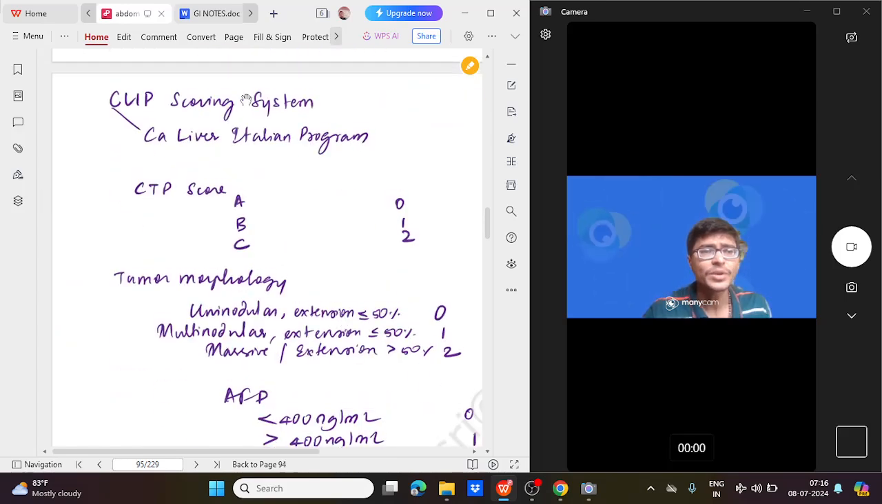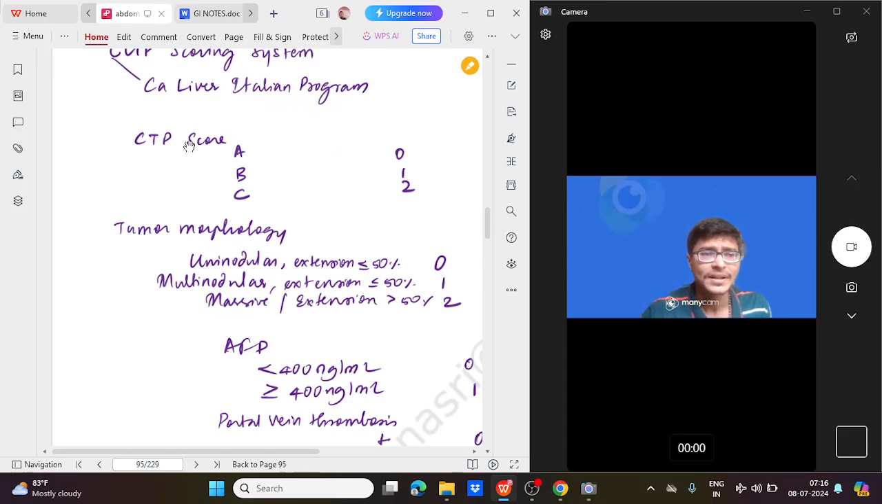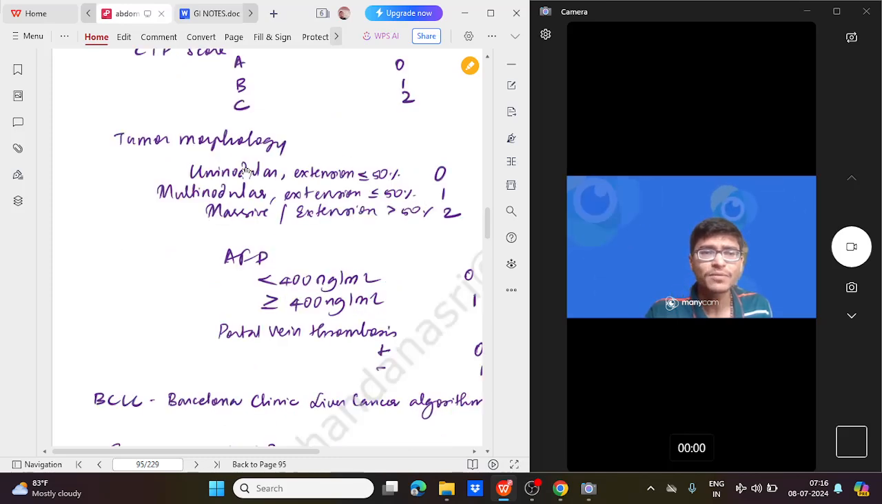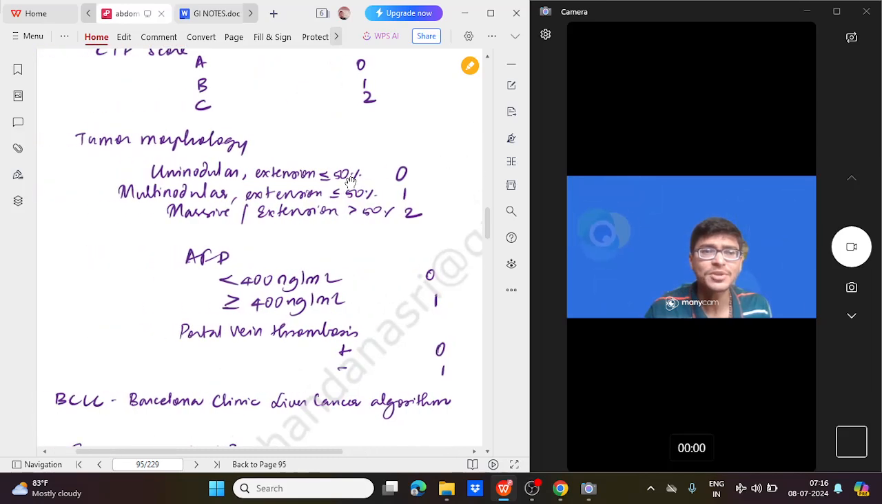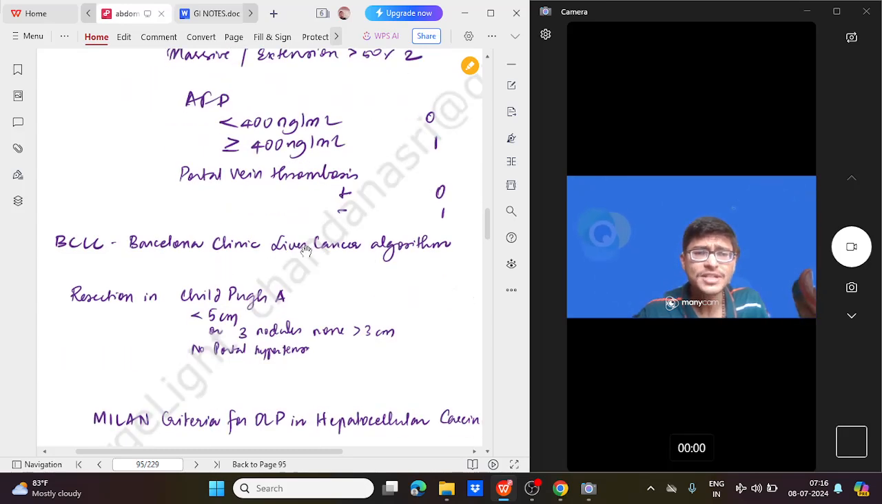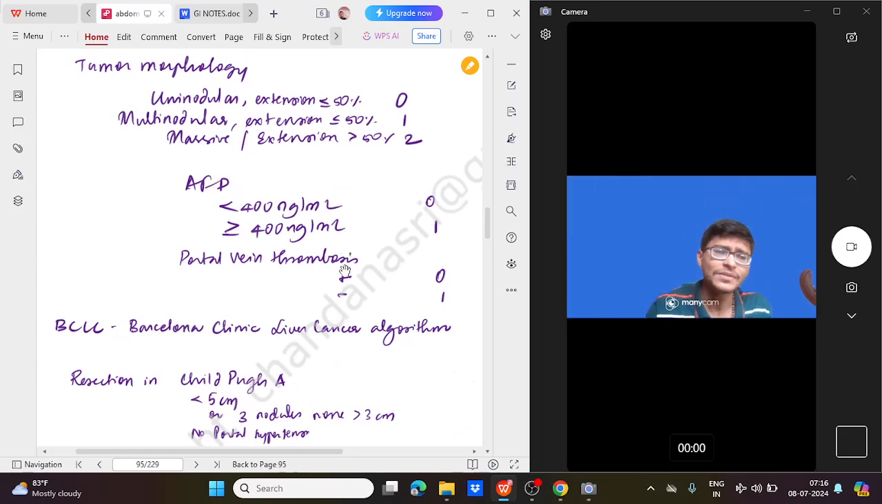We have another scoring system, the Cancer of the Liver Italian Program, which involves CTP score A, B, C, where A will be 0, B will be 1, C will be 2. Tumor morphology: uninodular with extension less than 50% will be 0, multinodular with extension less than 50% is 1, massive with extension more than 50% is 2. AFP less than 400 nanogram per ml is 0, more than 400 nanogram per ml is 1. Portal vein thrombosis absent or present will give us 0 or 1 point.